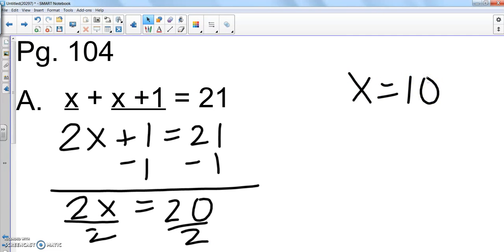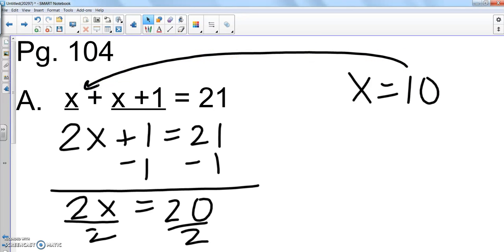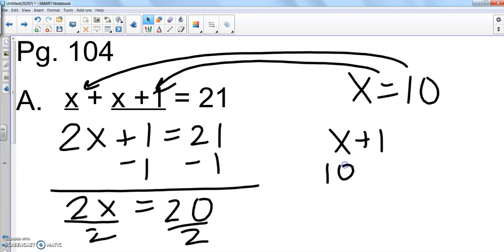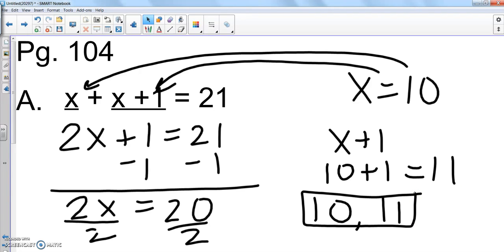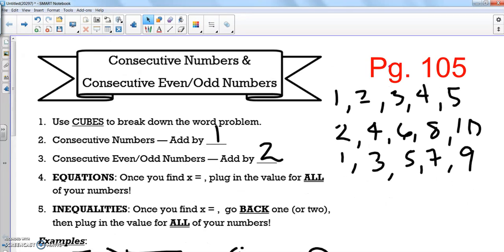So the question was, what are the two integers? Remember, if the first one is x, then what is my next number? x plus 1, which is 10 plus 1, which is 11. So 10 and 11 are consecutive numbers. When you add 10 to 11, do you get 21? Yes. All right, so let's go back.